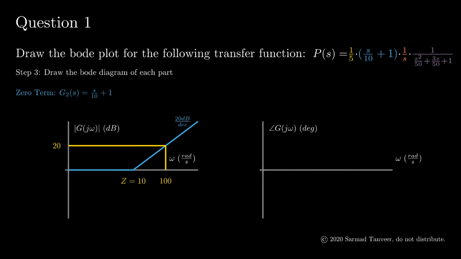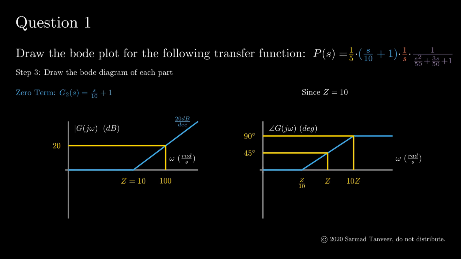The phase plot begins at 0 degrees. It increases its slope to 45 degrees per decade at a value of z over 10, or 1. The slope then stabilizes after 2 decades, and the value remains constant at 90 degrees.